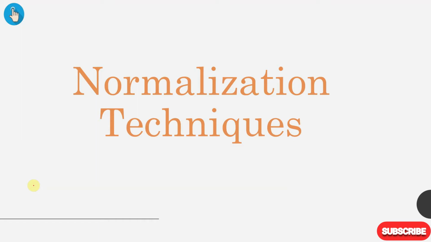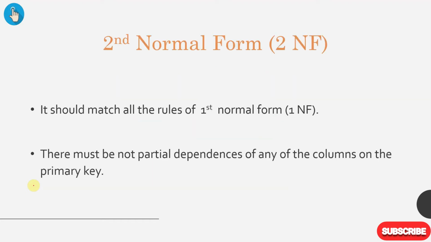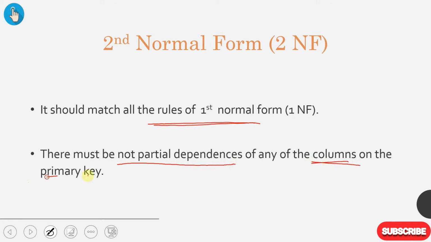So now suppose I have created a table in a database and inserted your values in it, right? But what rules do you have to keep in mind so that all the rules of the second normal form will be satisfied? So here are the rules. It should match all the rules of the first normal form, and the second rule is there should not be any partial dependency of any of the columns on the primary key.